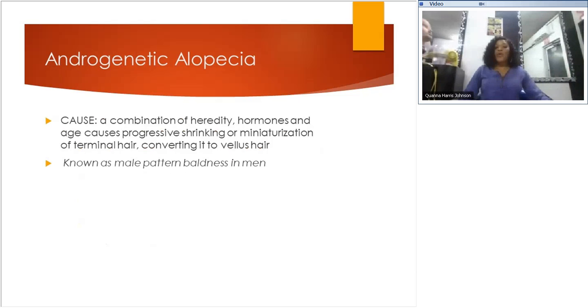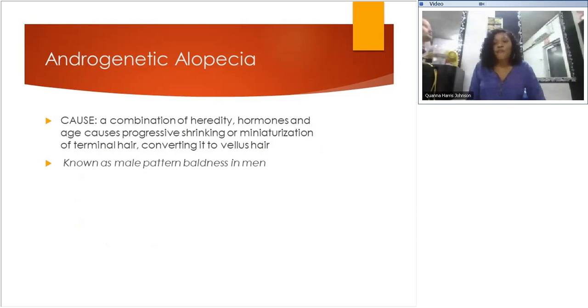The first one that we'll be looking at is androgenic alopecia. Androgenic alopecia is a combination of hereditary, hormones, and age causing progressive shrinking, or miniaturization, of the terminal hair. Remember earlier, I told you what terminal hair is. Terminal hair is the long hair that is on your head.